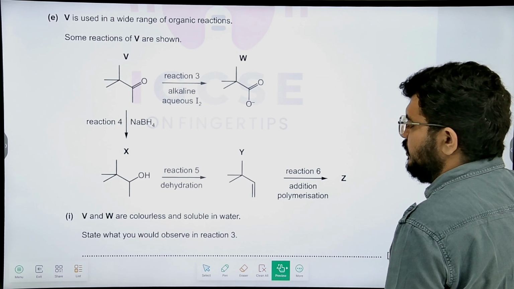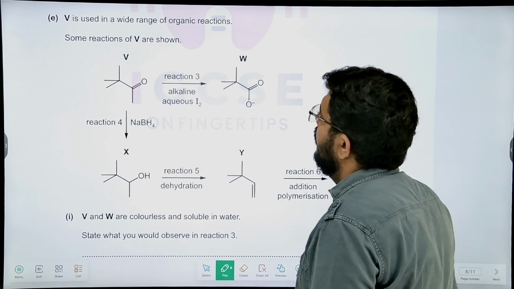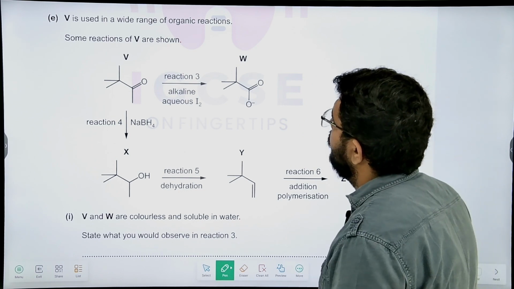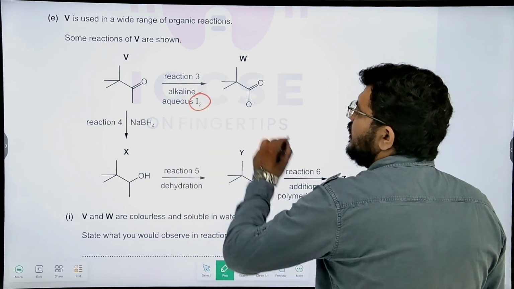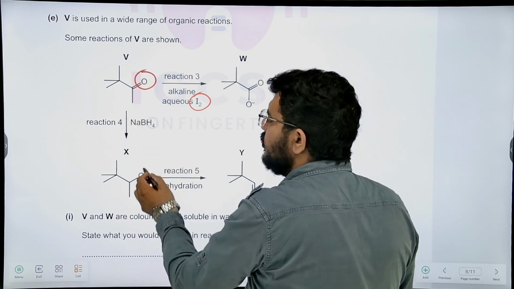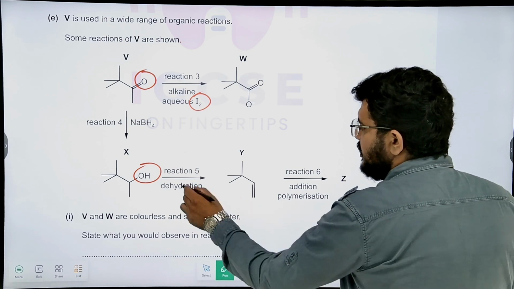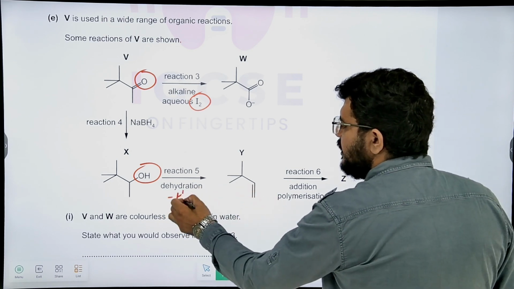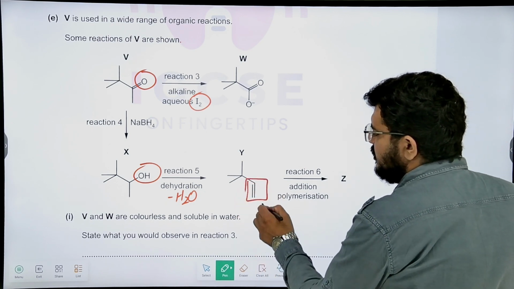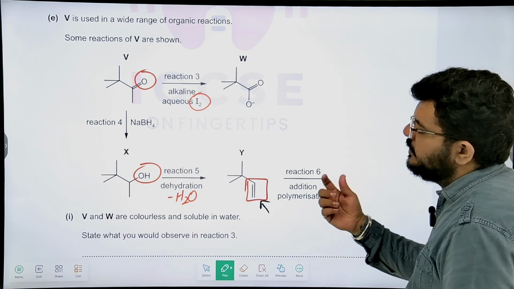Now we have one more question over here. Yes, V is used. Okay, what is V? This is V, used in a wide range of organic reactions. Some reactions of V are shown. Okay, so you're doing an iodoform test over here. Reaction 4, reduction is taking place. So this ketone reduces to alcohol. If again dehydration is taking place, then this OH and one more H, right? Water is being removed. So you have a double bond. And addition polymerization at this 2 carbon will take place to give a product Z.